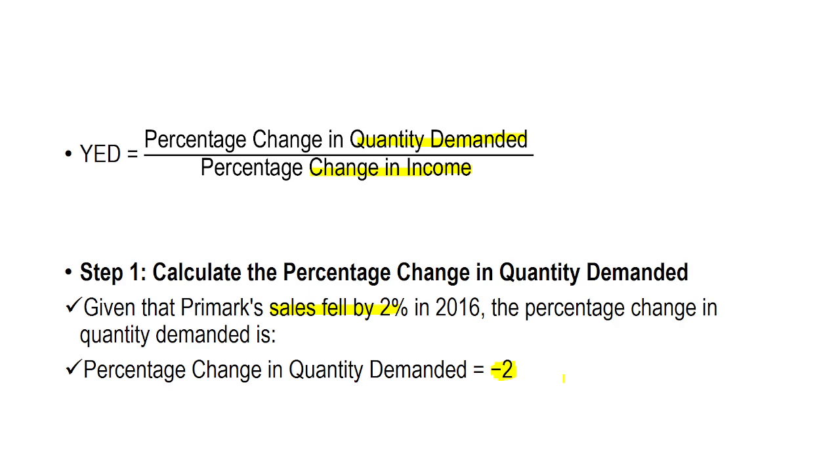But in this case, because the question said sales fell, decreased, declined, we need to show this decrease as -2. So now we have one part of this formula: the percentage change in quantity demanded equals -2 according to the information in the question. We need to be careful about the sign, in this case negative because of the fall or decrease experienced.